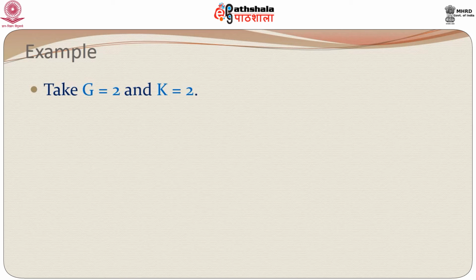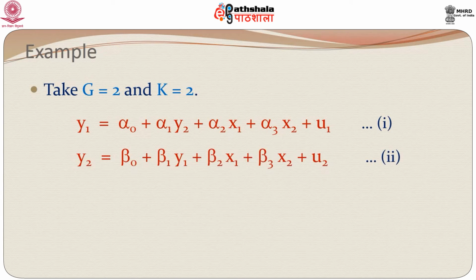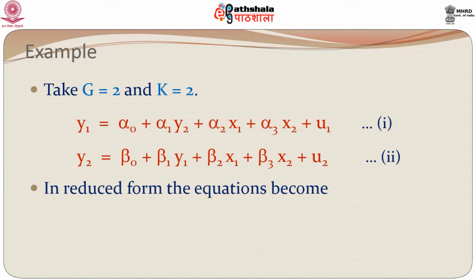So, the first equation is y1 is alpha naught plus alpha 1 y2 plus alpha 2 x1 plus alpha 3 x2 plus e1. And the second equation is y2 is beta naught plus beta 1 y1 plus beta 2 x1 plus beta 3 x2 plus e2. So, y1 is the response in the first and the explanatory variable in the second, y2 is the response in the second and the explanatory variable in the first.